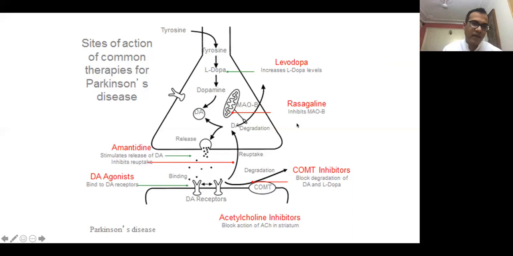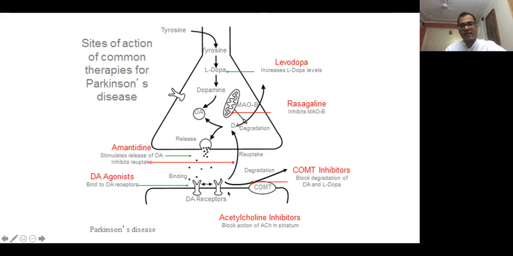So when we give levodopa, it goes into the presynapse directly and gets converted into dopamine and gets released, right? So that is why it is the core of management. Other drugs that we may use are the MAO-B inhibitors, which again increase the levodopa by reducing the degradation. We may use dopamine agonists, which bind directly to the dopamine receptors on postsynaptic areas.